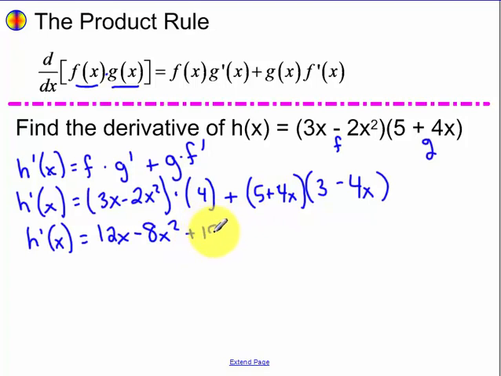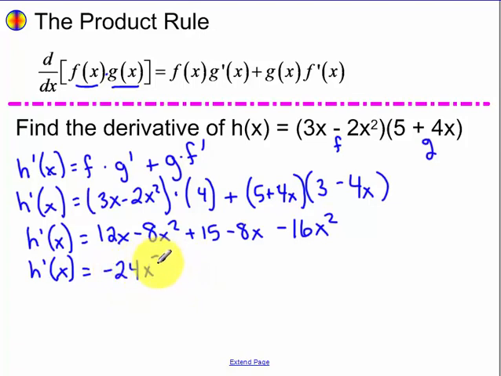We get a 15 minus an 8x, and then minus a 16x squared. Now we have to simplify, combine like terms, and write it in standard form just so that it makes it easier on Mrs. Marnell the grade. Negative 24x squared plus a 4x plus a 15.